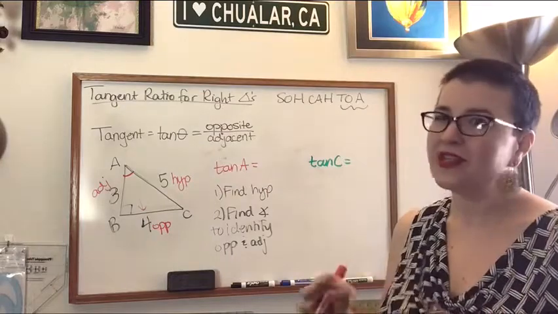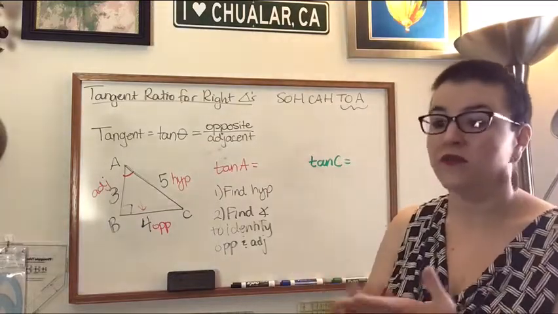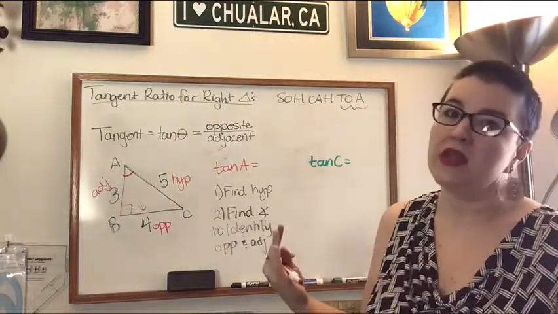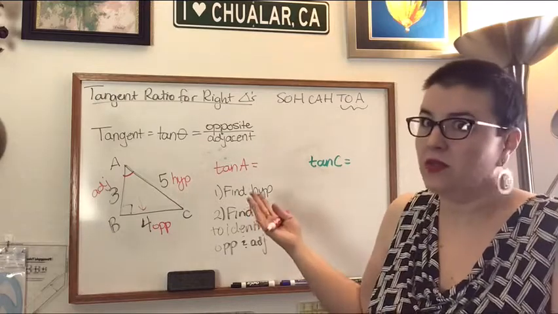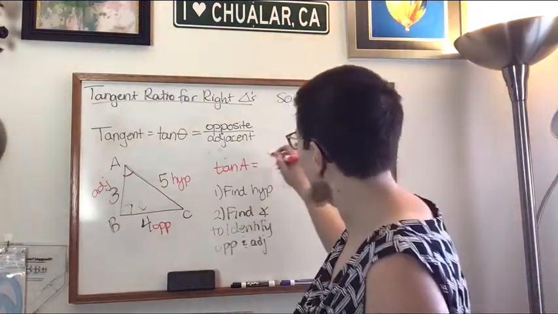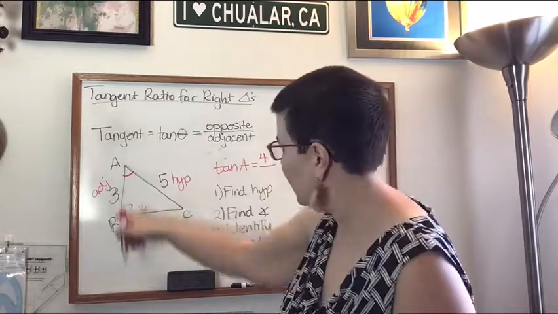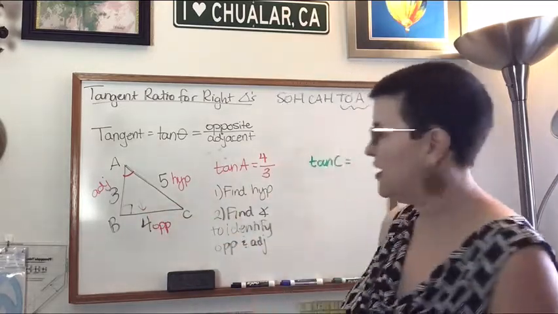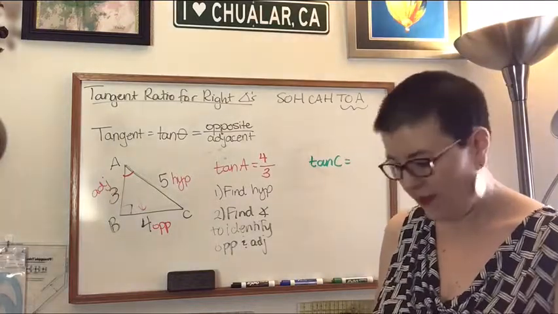Okay? So that's another reason why I like to label hypotenuse, because if you have it and you find your opposite, then if you struggle with adjacent, there it is. It's the only one left. All right, tangent is opposite over adjacent. So my opposite here is 4. My adjacent here is 3. So the tangent of A is 4 over 3.